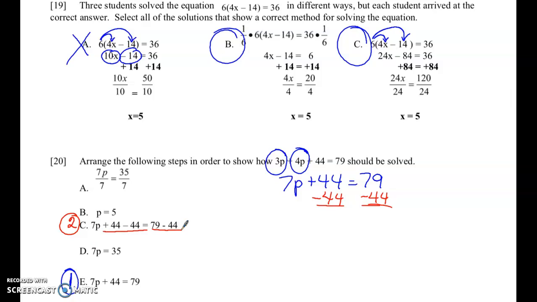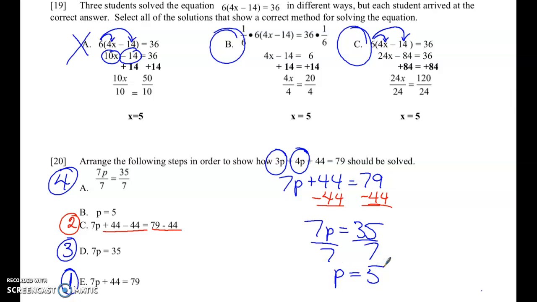After you move the constant, that's going to leave us with 7p equals 35. So I see that right here on D. That is our step 3. After that, we're going to divide by 7, divide by 7. That is step 4. Then that's going to leave us with P equals 5. That is B. So right there.